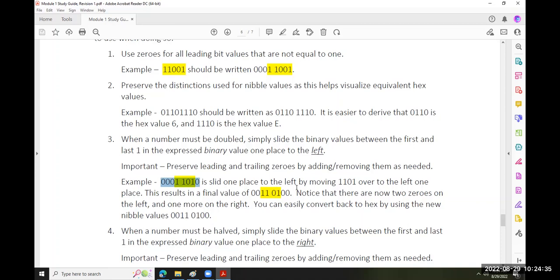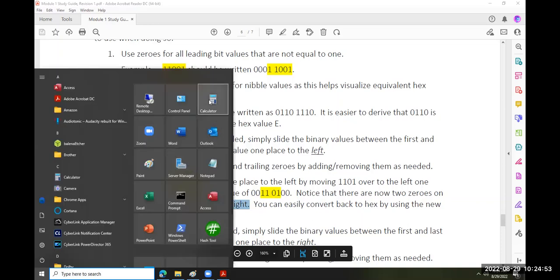Now, I want to get back to this. If I slide to the left, I double the number. If I slide to the right, I cut it in half. If I slide it to the right, I take the original number and I cut it in half. Now, let's prove to you I know what I'm talking about.